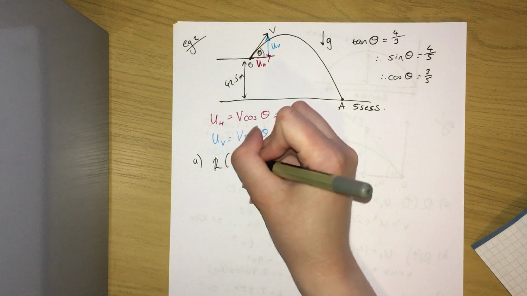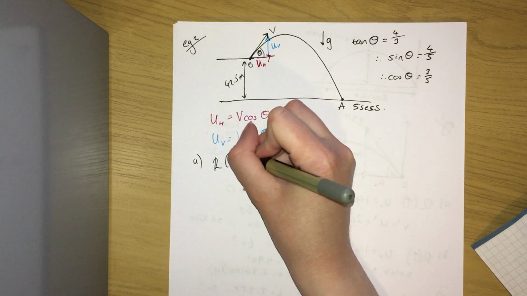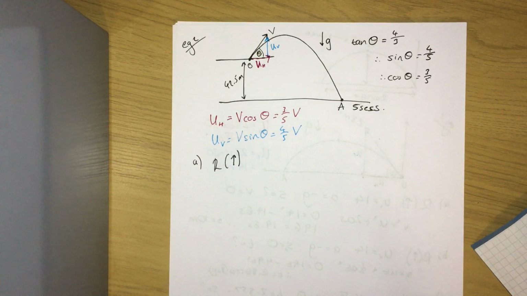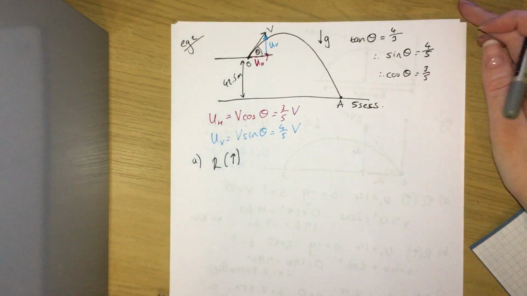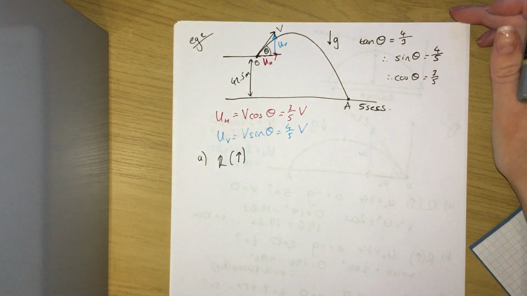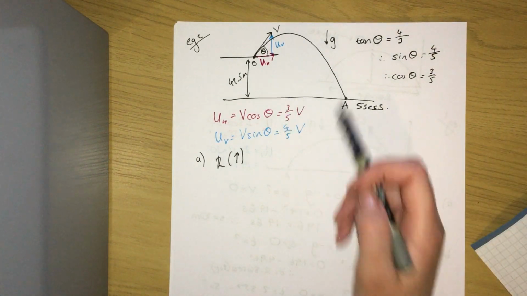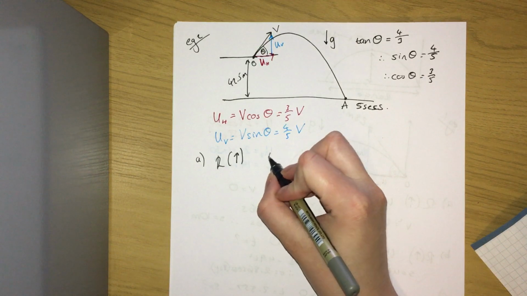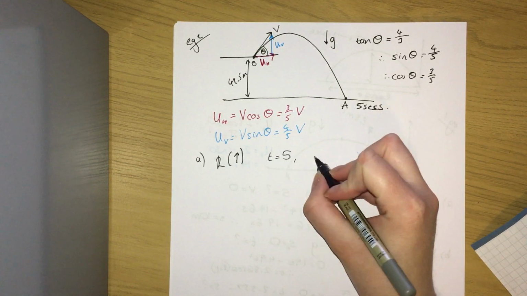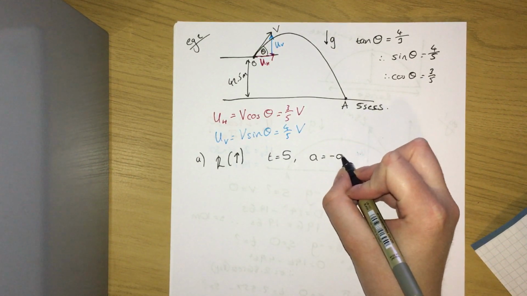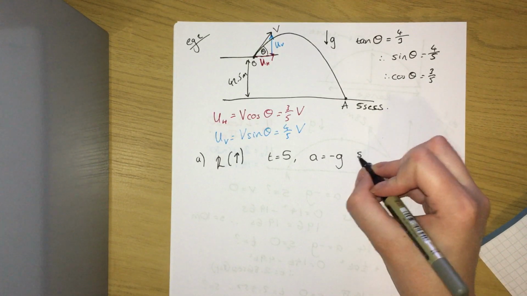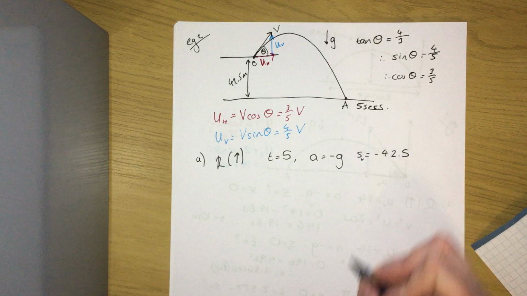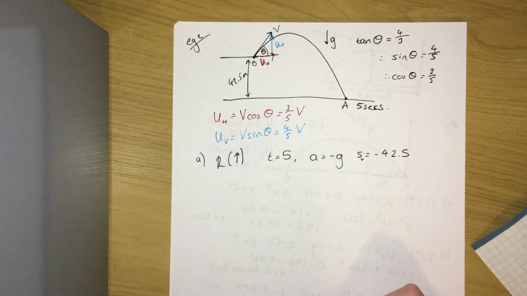I'm going to resolve upwards still, because I want my velocity to be positive, and I just find that easier personally in these situations. Even though I could do it downwards, it wouldn't really make a massive difference. So I know the time of flight is 5 seconds. I know acceleration due to gravity is negative g. I know the displacement vertically is negative 42.5.